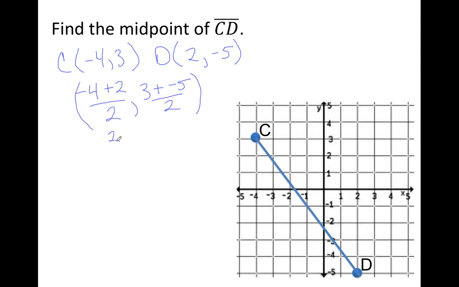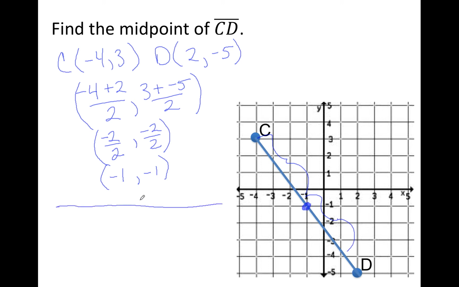-4 plus 2 is -2. 3 plus -5 is again -2. Coincidentally, -2 divided by 2 is -1. -1. Now let's go see -1, -1. And that does look like it is directly in the middle of these spots. Again, let me just double check.